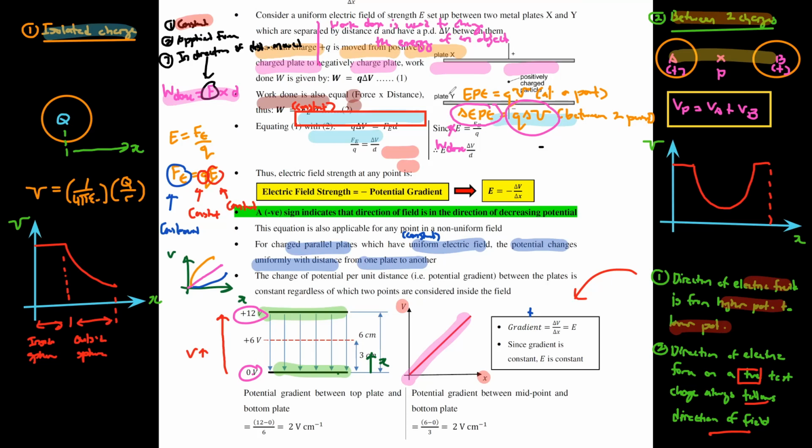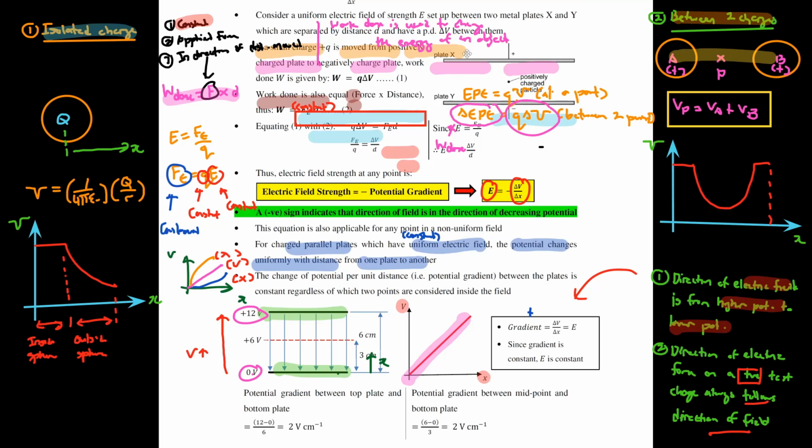The correct one should have actually been the middle line here, the one where the line is straight. The other two are actually wrong. So how do I know that it's going to be a straight line in the first place? It is due to the fact that field strength is potential gradient, okay?